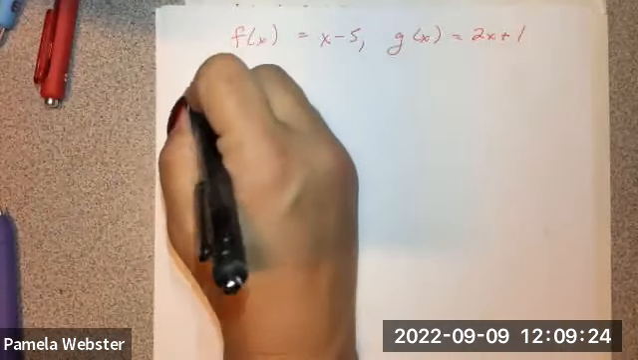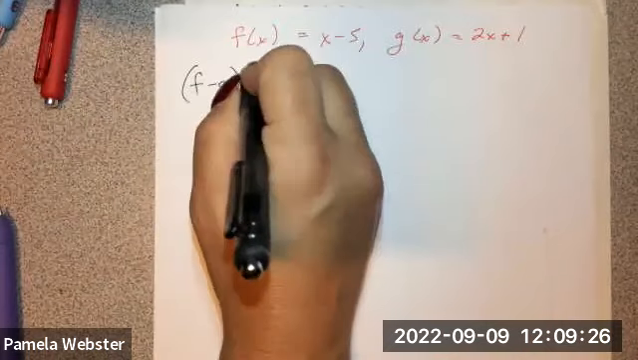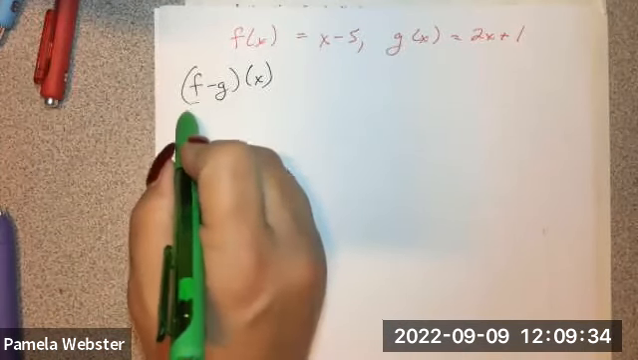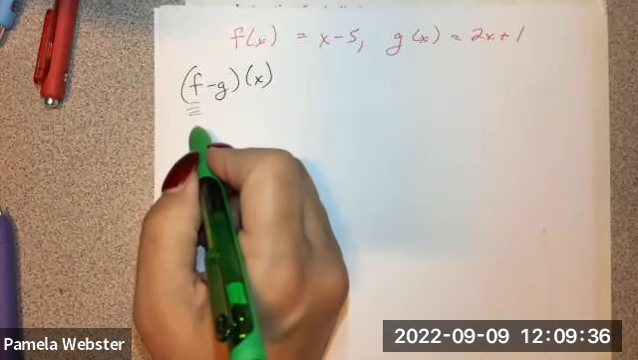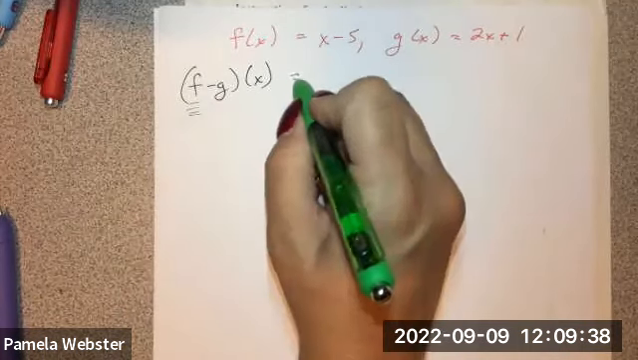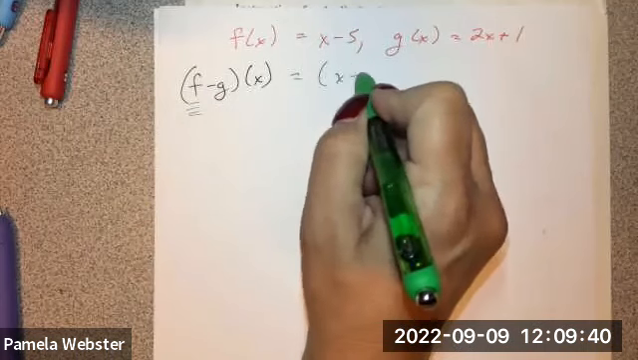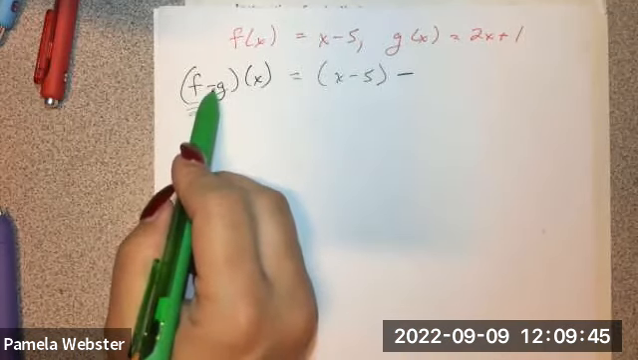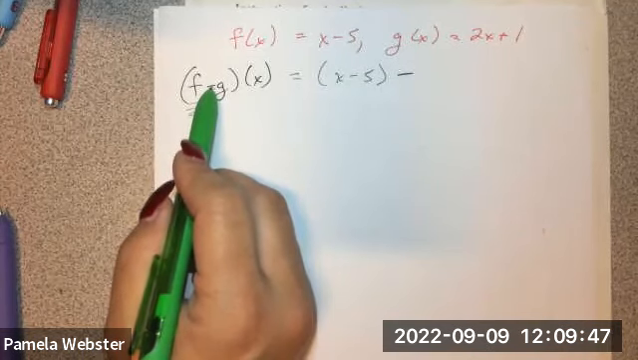So f of x minus g of x. Which one goes first? Well, it depends on which one's in the parentheses first, right? I hope you said that out loud. F comes first, so the f of x is going to go first. So this should be the x minus 5, minus, because we're doing subtraction, right? That's the operation in here.